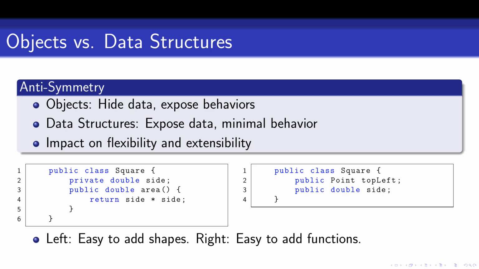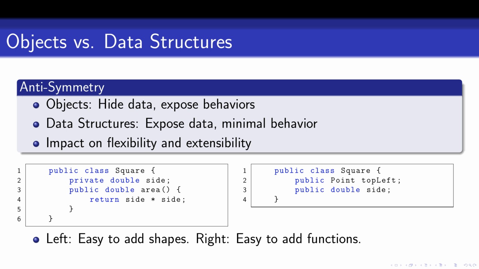Moving on to objects versus data structures, there's a fundamental antisymmetry at play. Objects hide their data and expose behavior, like a square class with a private side and an area method, making it easy to add new shapes. Data structures, on the other hand, expose their data with minimal behavior. Think a square with public top left and side fields, perfect for adding new functions. This split affects flexibility.